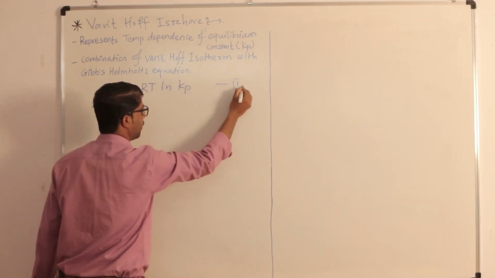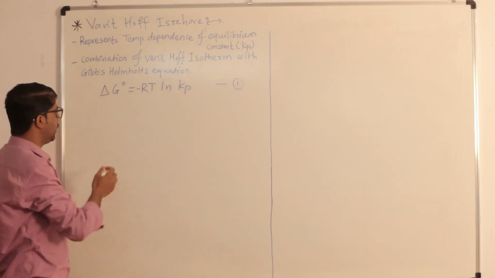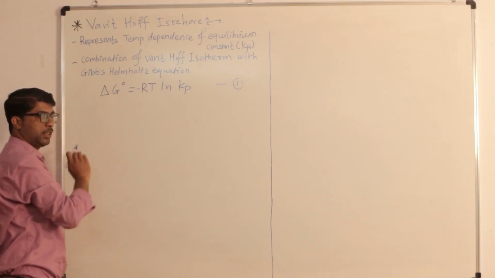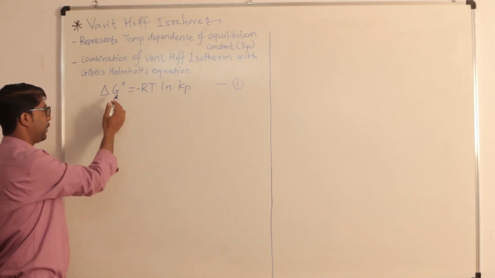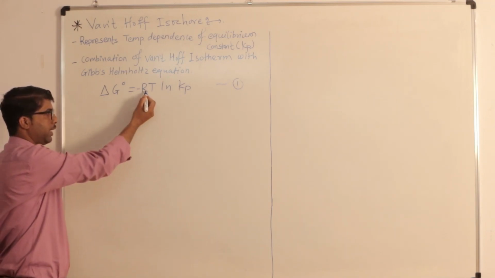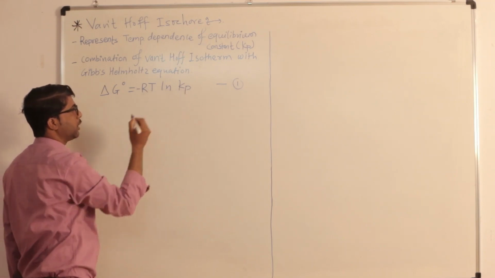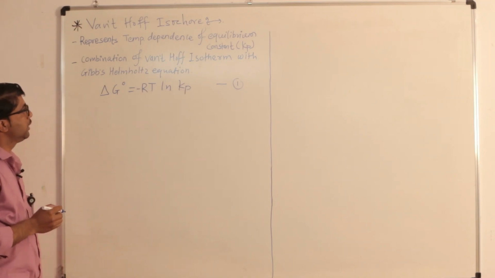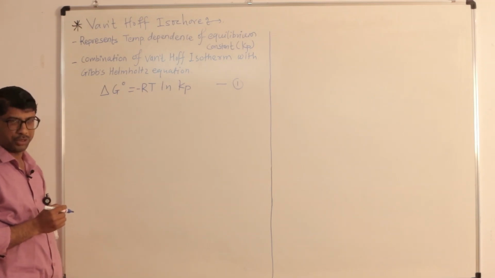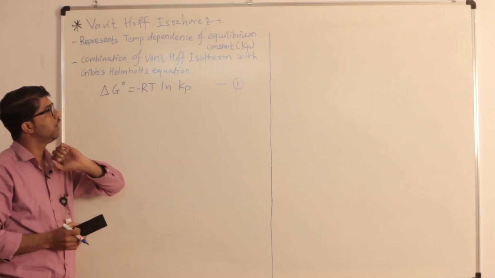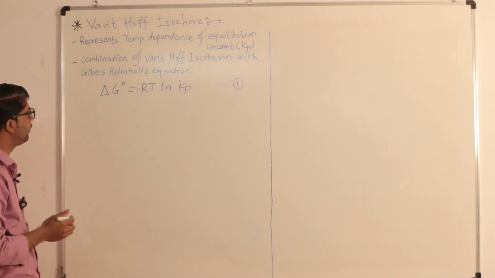Let's say it is equation number 1. In this equation, this is the change in Gibbs free energy, but this is the standard change in Gibbs free energy. This is the gas constant R, this is the temperature, and this is the equilibrium constant. So this van't Hoff isotherm gives the relationship between the standard Gibbs free energy change and the equilibrium constant.